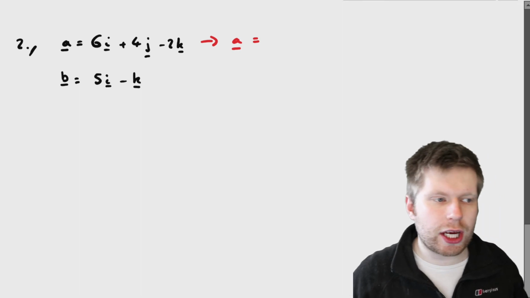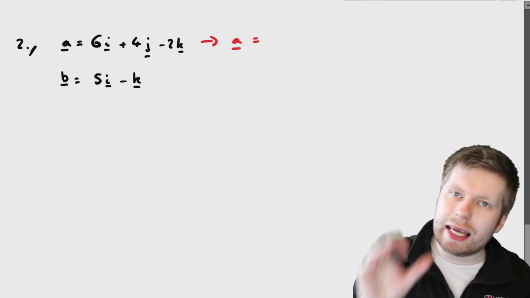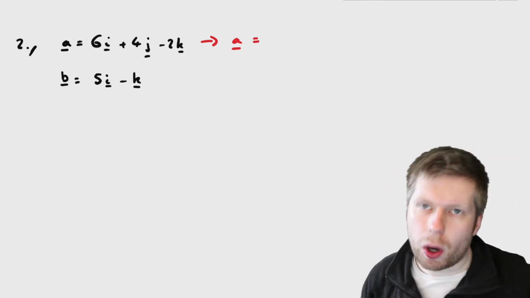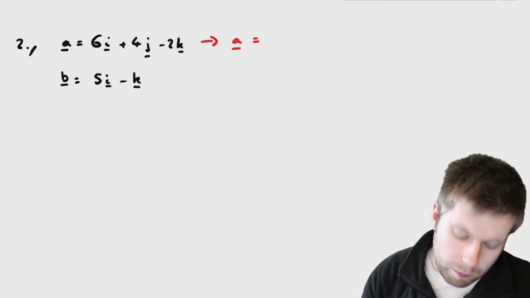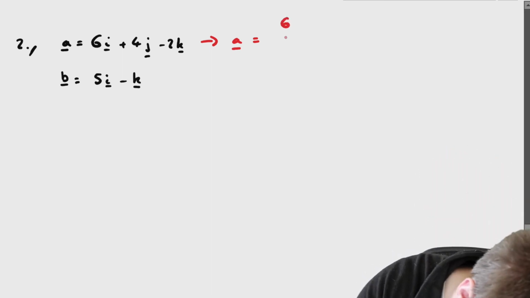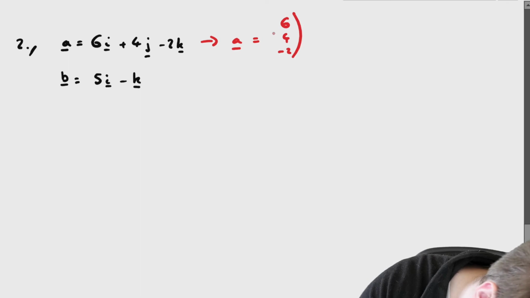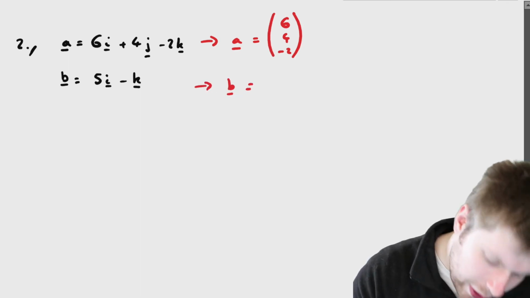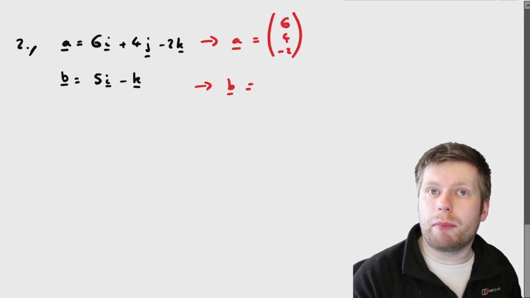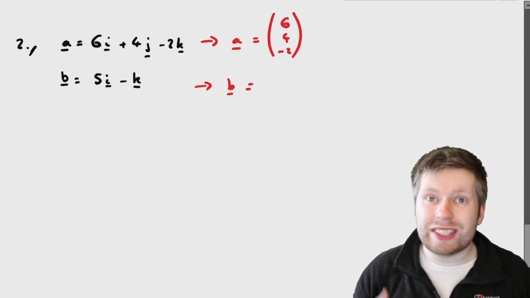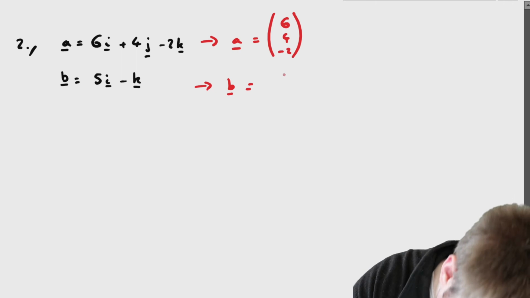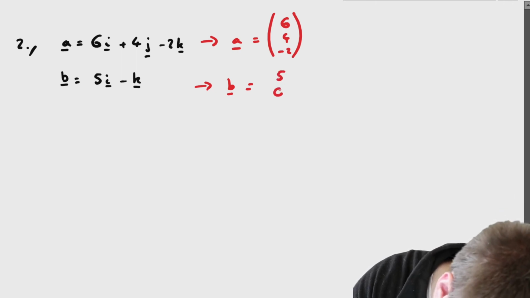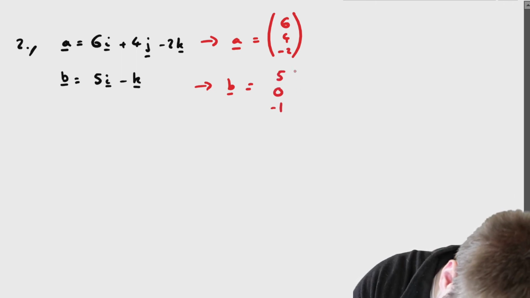It is fine to work with ijk, I can do it, but I just find it easier to visualize and make sure I can match up components properly if I've got it written as a column. So A, I should be able to write as (6, 4, -2) if I wanted a column vector. And if I wanted to write B as a column vector, this is where I need to be careful because I have no j component. I have no up and down component. Therefore, that's just 0. So in other words, my i component is 5, my j component is 0, and my k component is -1.